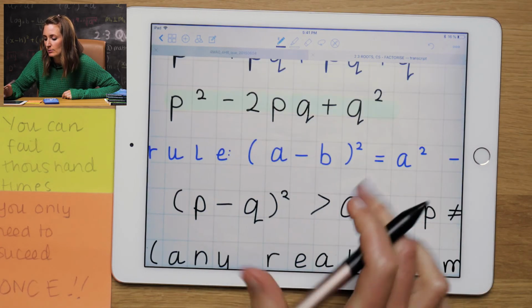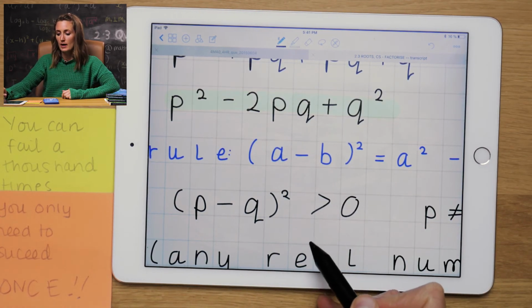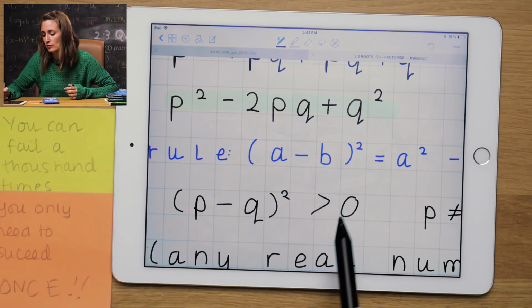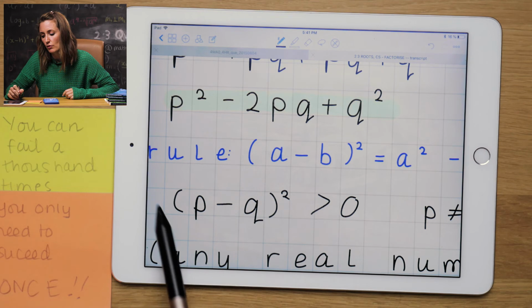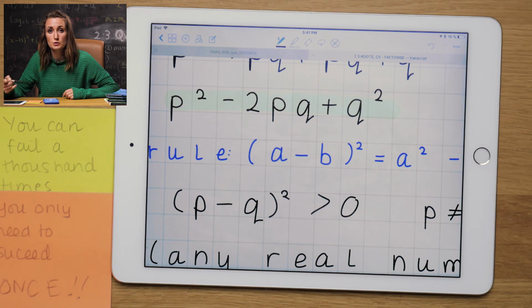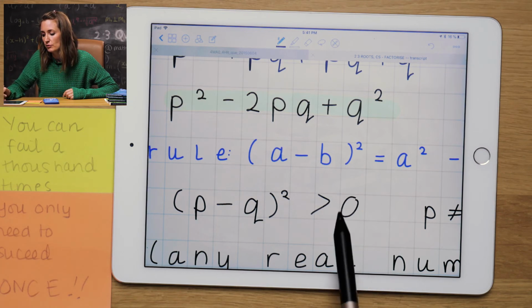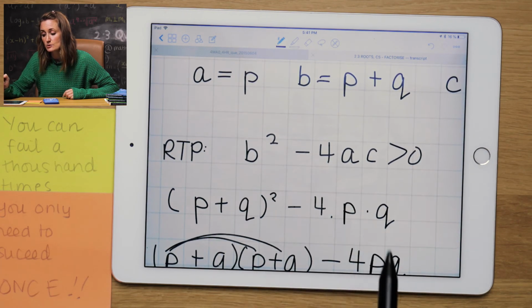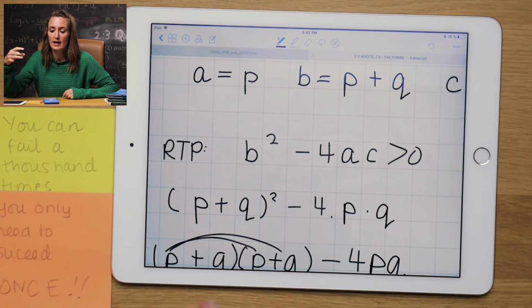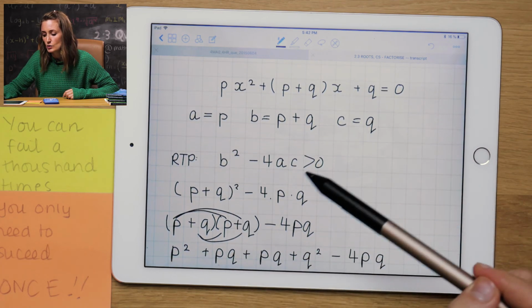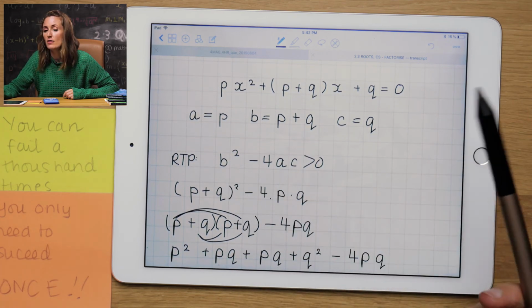But any number squared will be a positive number. For example, even a negative number squared will become positive, because a negative times a negative is a positive. So if you're ever required to prove that something is bigger than 0, try to write it as something squared, in this case (p minus q) squared. And that will be enough to prove that it's bigger than 0. And if I can say that b squared minus 4ac is bigger than 0, I can automatically say that I have 2 real roots.